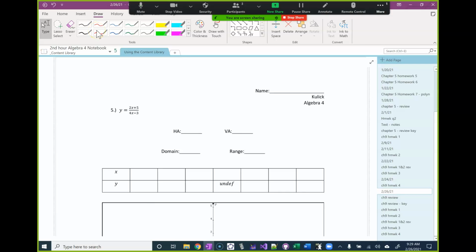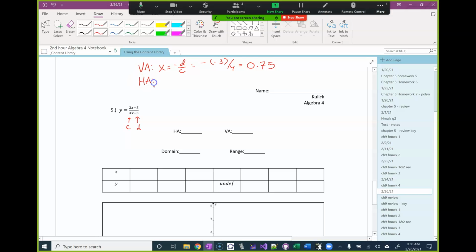So this is an example of a problem in form 2. I remember in form 2, my vertical asymptote is negative d over c. My c in this case is 4, and my d is negative 3. So negative 3 over 4, the decimal 0.75. Since I'm going to be graphing all this anyway, it's probably more convenient to have it as a decimal than a fraction. You could certainly leave it as a fraction, but it's just kind of a hassle.